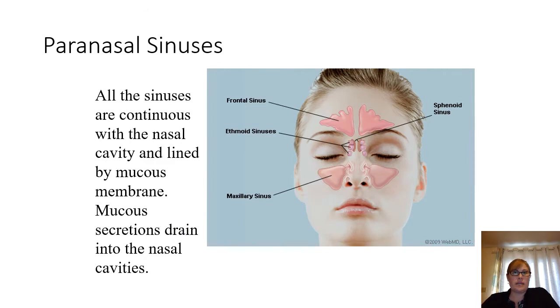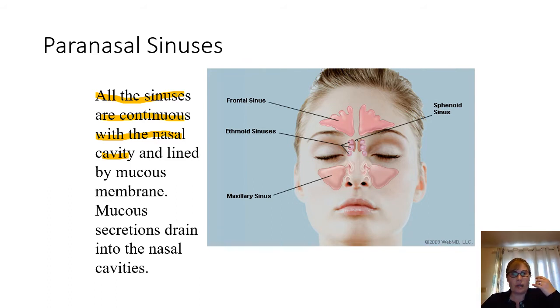All right, nasal sinuses, paranasal sinuses. So para means beside, and all the sinuses are continuous with the nasal cavity. So these are all going to eventually drain into the nasal cavity. This is why we have such congestion. Sinus infection is going to lead to mucus secretions out of the nose.